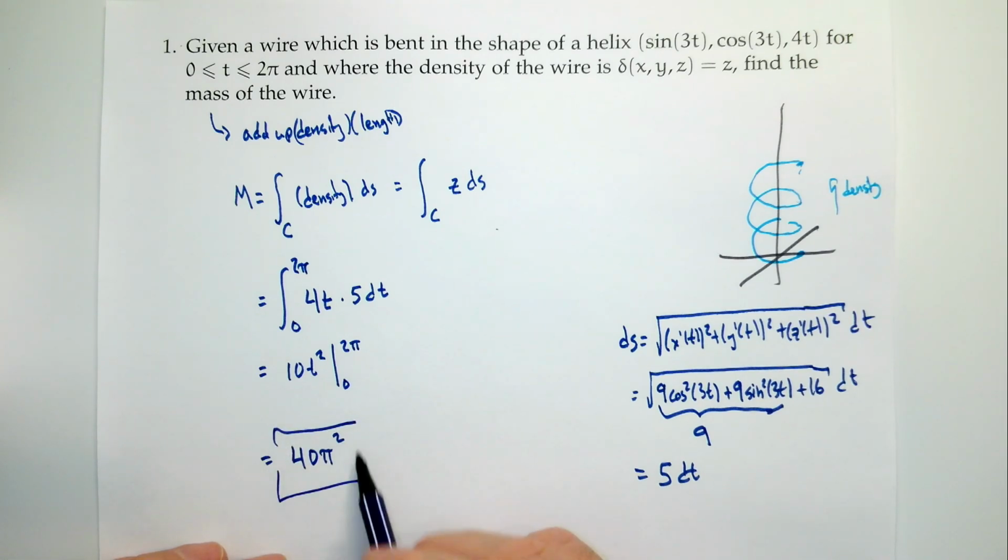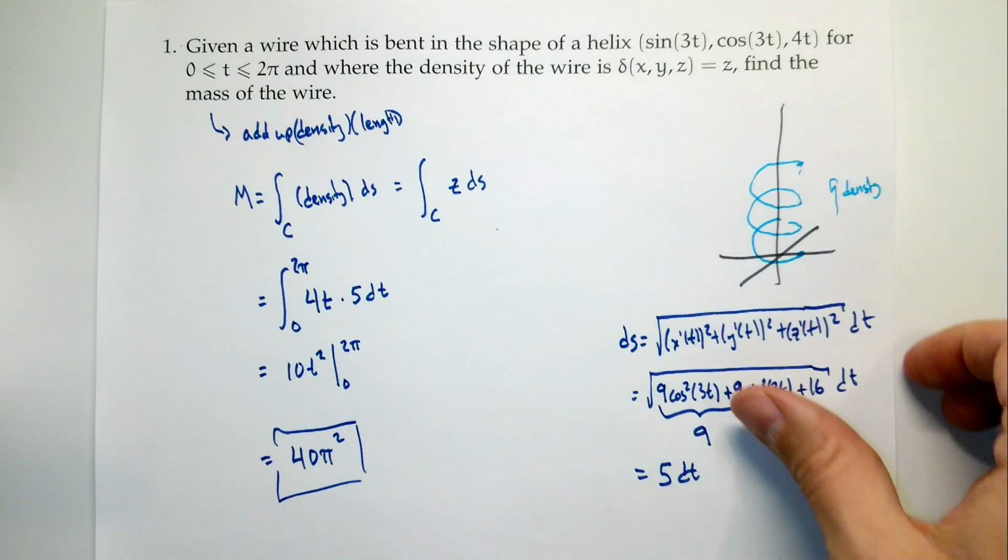Now, of course, we should also plug in 0. When you plug in 0, you get 0. So that's our final answer. 40 pi squared. Well, that's a good, nice one. Hopefully they stay that nice all the way through. Okay, number 2.